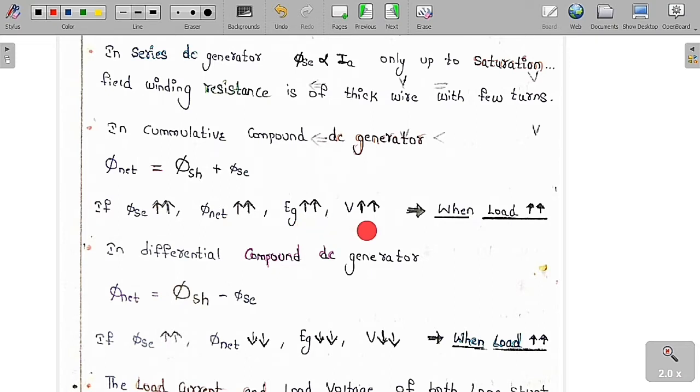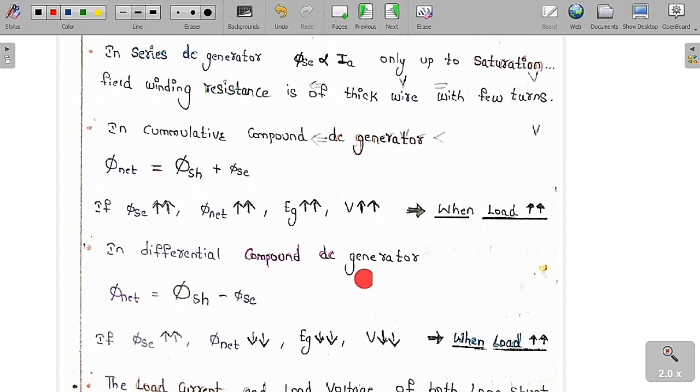So therefore terminal voltage increases. Whenever the load increases, these are the consequences that are going to happen. The load current increases, then phi SC increases, then phi net increases, then EG increases, then V increases. So this is in case of the cumulative compound DC generator.